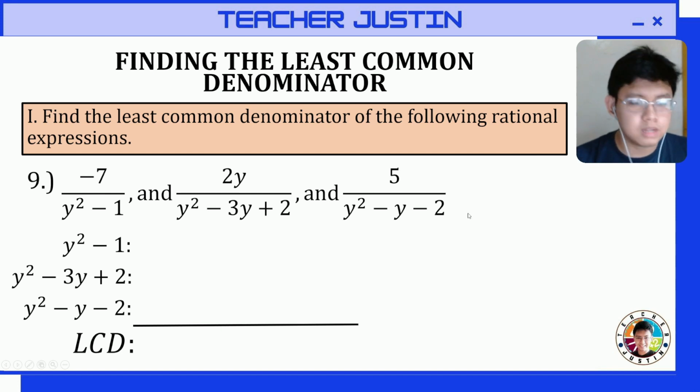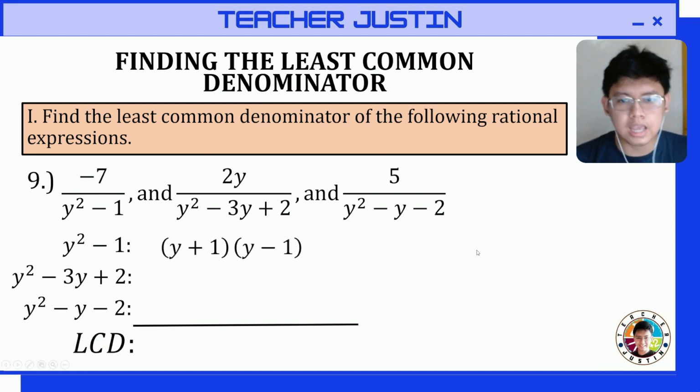So, si y squared minus 1, pwede natin siyang i-factor using factoring difference of two squares. So, we will have a factor y plus 1 and y minus 1. Next, let's factor y squared minus 3y plus 2. So, we can factor this using quadratic trinomial case number 1. Okay, so the factors will be y minus 2 and y minus 1.